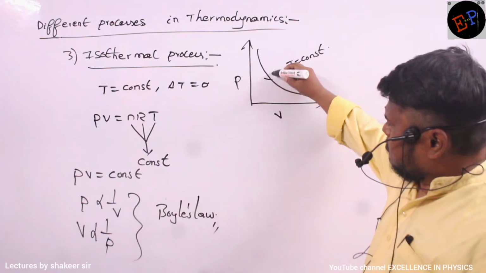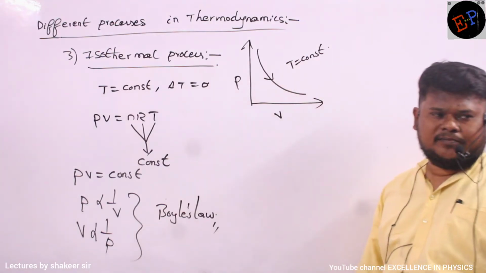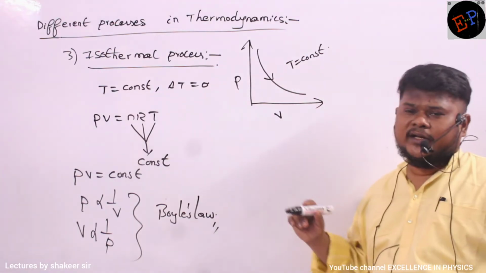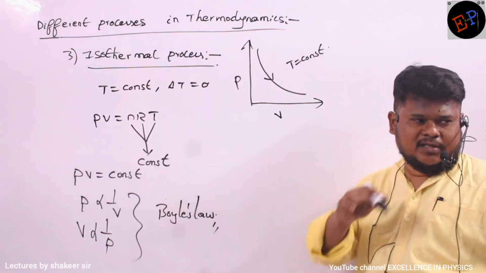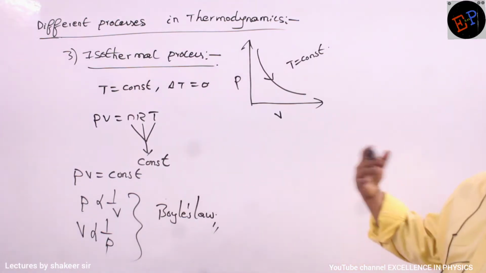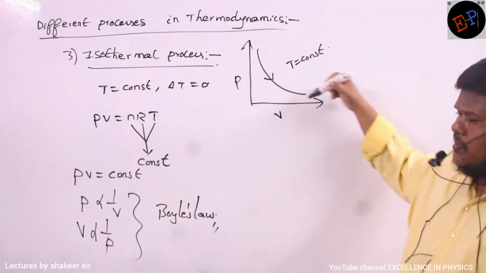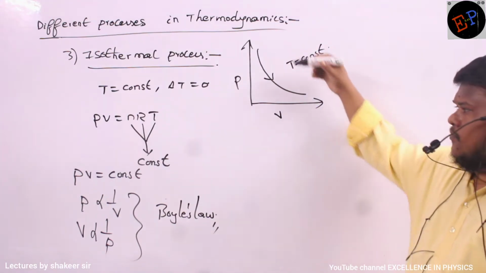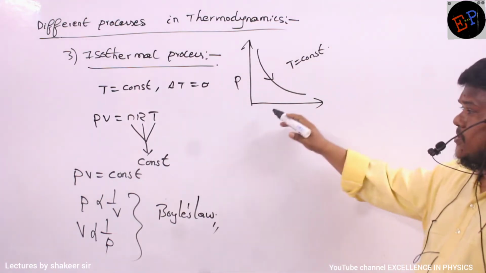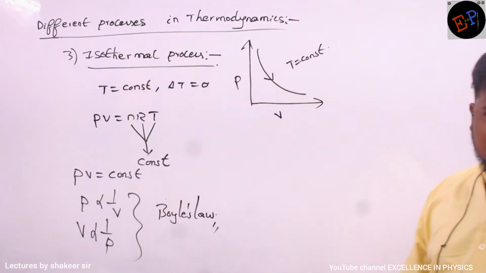Now if I draw this arrow, then what do you understand? Then it becomes an indicator diagram. Are you able to understand, ma? If you draw the direction of arrow, it becomes an indicator diagram. Now what does this indicator diagram indicate? Volume is reducing, volume is increasing, pressure is decreasing. That is what we understand.